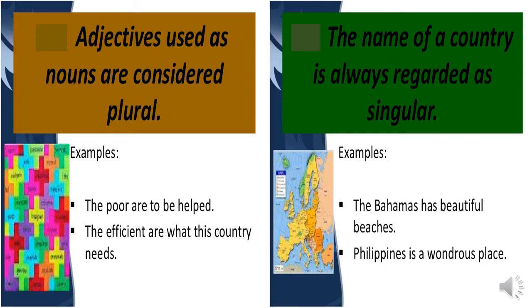The name of a country is always regarded as singular, and that's why we have a singular verb following it. Example: the Bahamas has beautiful beaches. Philippines is a wondrous place. So the name of a country is regarded as singular, and that's why we have has and is, singular verbs, following the names of a country.